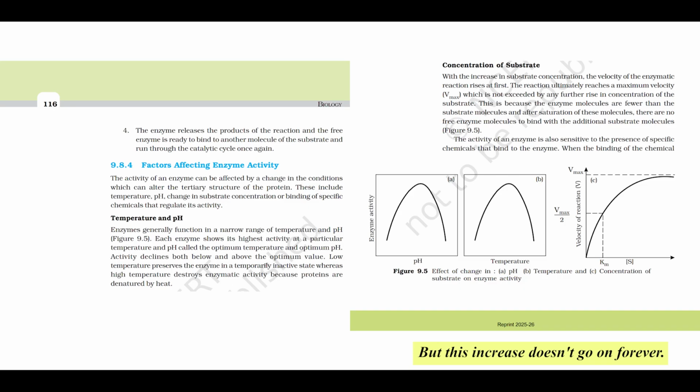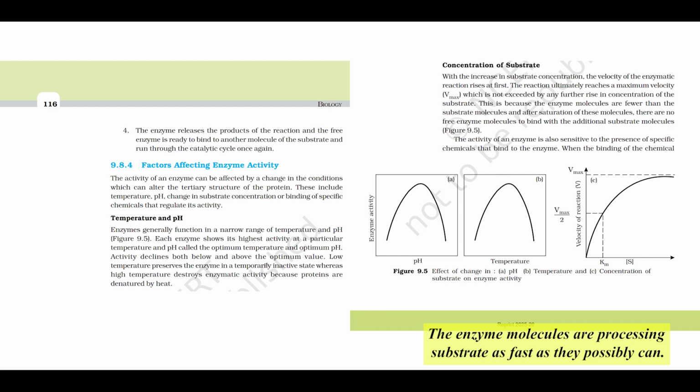Makes sense. But this increase doesn't go on forever. Eventually, the reaction rate reaches a plateau. It hits a maximum velocity, which we call Vmax. Beyond this point, even if you add more and more substrate, the reaction rate does not increase any further. It levels off. Why? Because at Vmax, the enzyme is working at its full capacity. All the available active sites on all the enzyme molecules are occupied, or saturated, with substrate molecules. The enzyme molecules are processing substrate as fast as they possibly can. Adding more substrate doesn't help because there are no free active sites left to bind it. The enzyme concentration itself becomes the limiting factor.